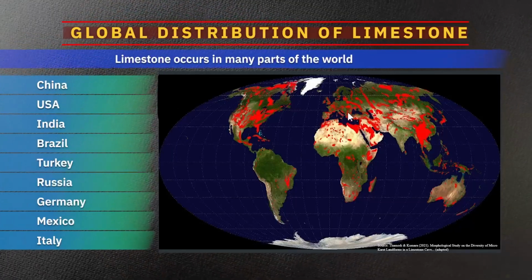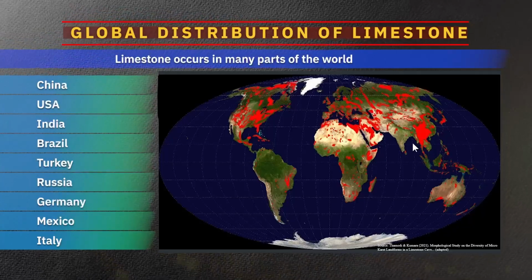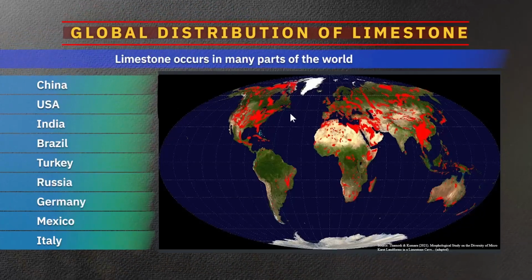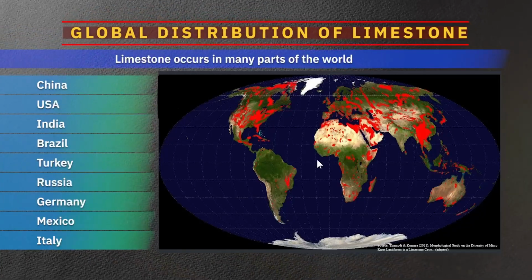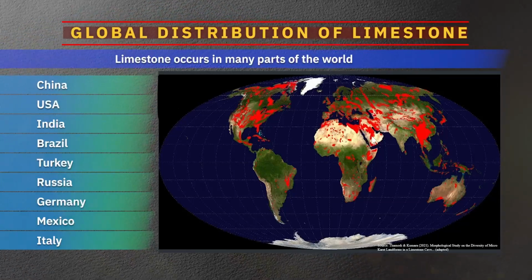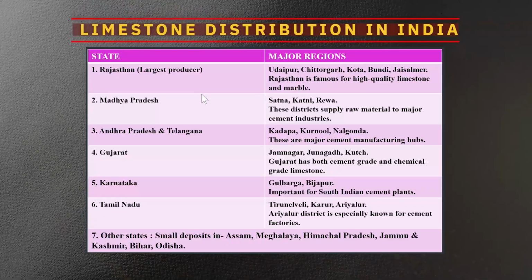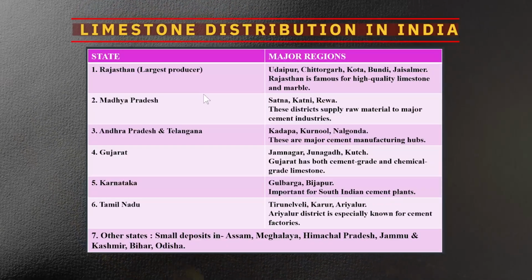So the nature of this distribution is not uniform, it is uneven, and we know the basic geology behind this type of unevenness is the presence of common sedimentary rock. Now let's focus on the limestone distribution in India. Okay, so we have already discussed worldwide distribution. Now it's time for the Indian distribution.